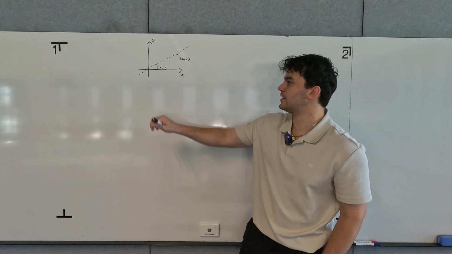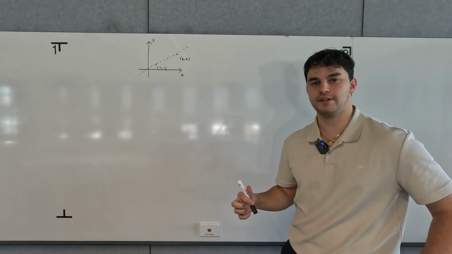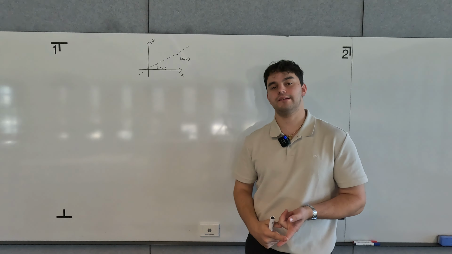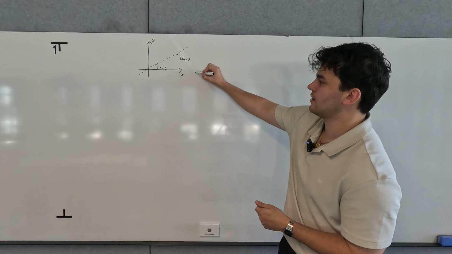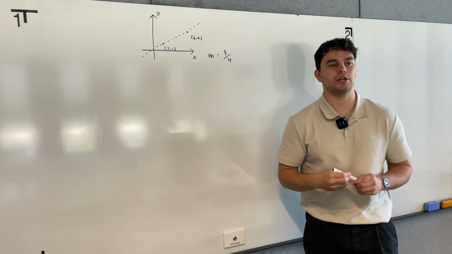So in the previous video, we introduced two different sets of coordinates, (2, 1) and (6, 4), and we calculated the distance between them, we calculated the midpoint, and we also calculated the gradient. Now the gradient is what we need for this part of the video, and the gradient was equal to 3/4.